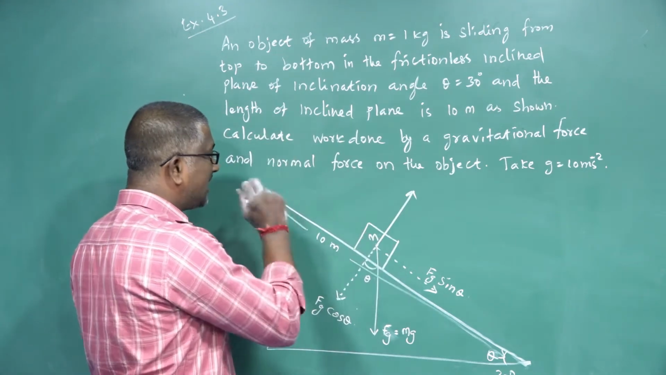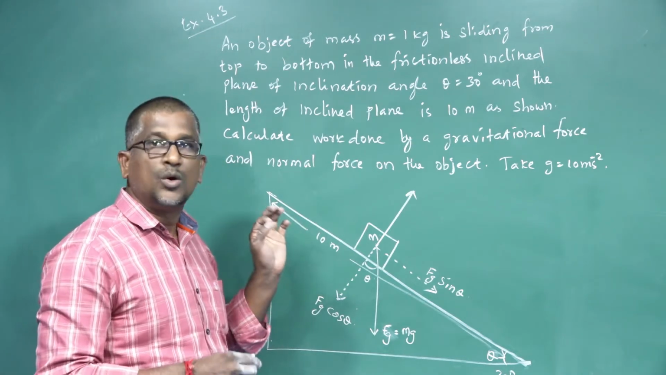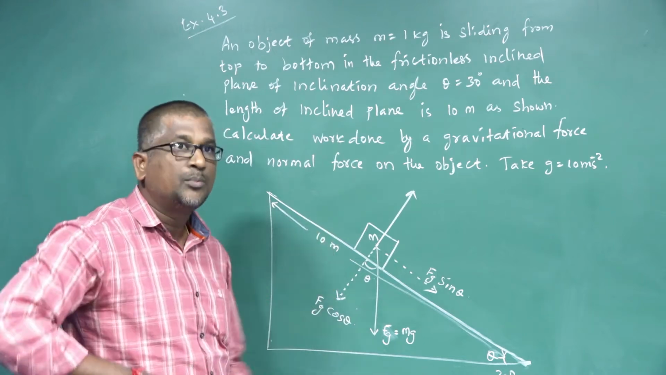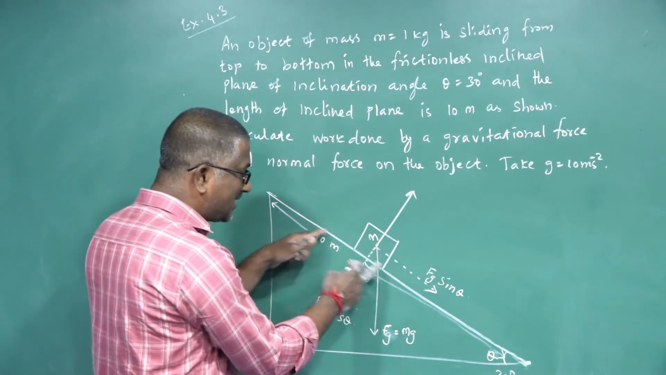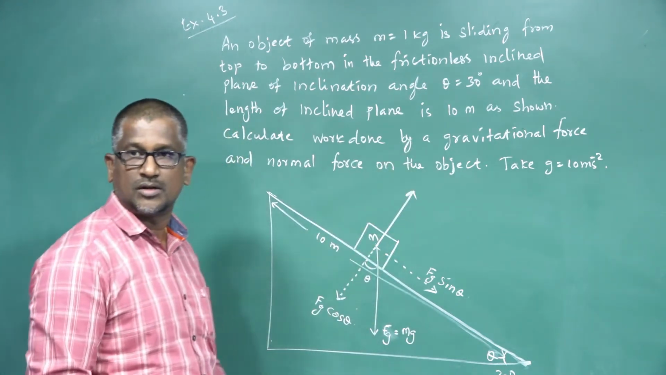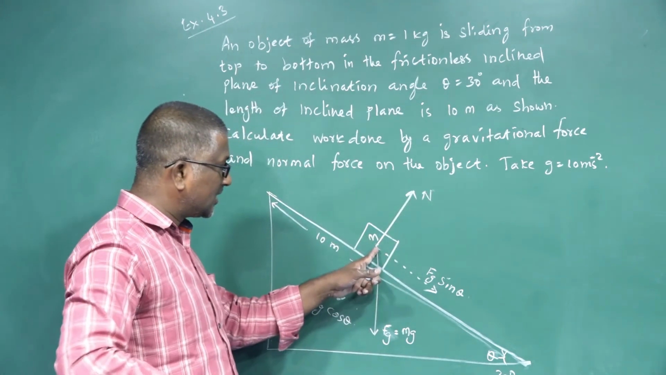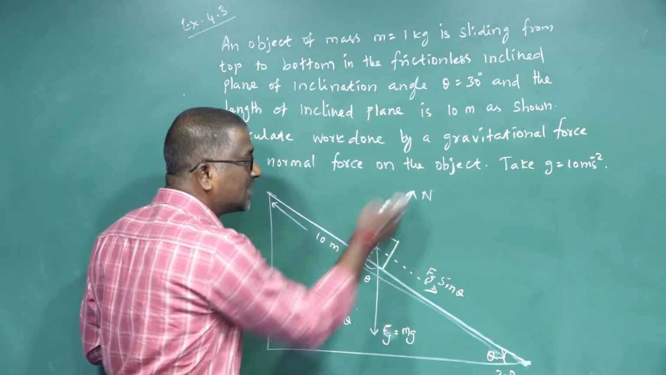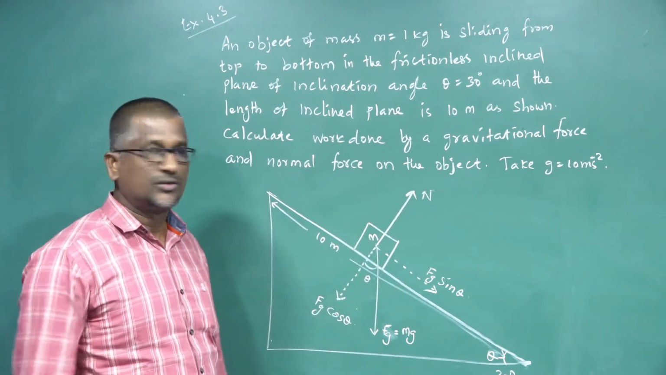If the object is placed on the frictionless inclined plane, there are two forces acting on it. One is gravitational force and another one is a normal force. Due to the earth's pull, gravitational force is acting on the object. And if the object is placed on the surface of the inclined plane, the surface exerts a normal force on the object. So this is a normal force and this is a gravitational force. Gravitational force is acting downward and the normal force exerted by the surface on the object is acting along this direction. So there are two forces, normal force and gravitational force.